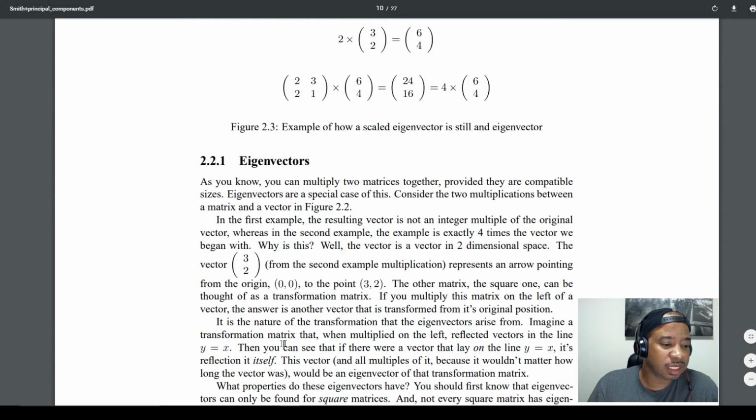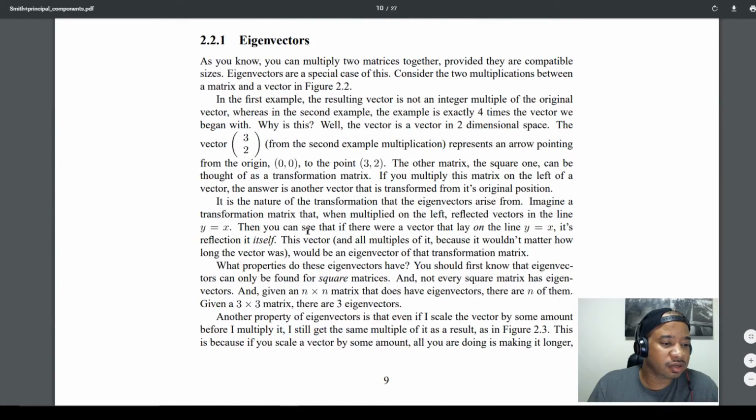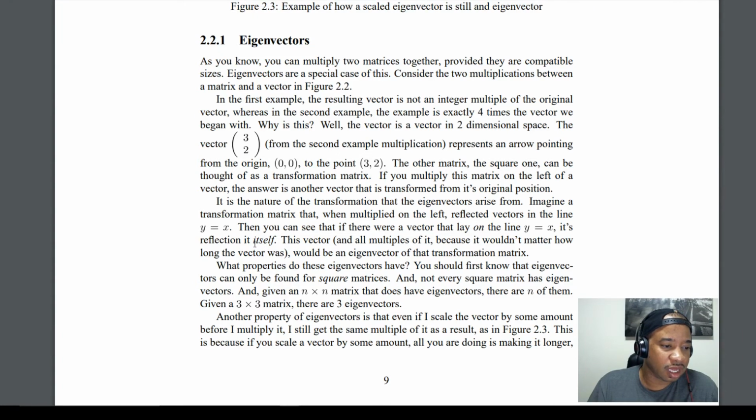Imagine a transformation matrix that, when multiplied on the left, reflected vectors in the line y equals x. Then you can see that if there were a vector that lies on the line y equals x, its reflection is itself. This vector and all multiples of it, because it wouldn't matter how long the vector is, would be an eigenvector of the transformation matrix. What properties do these eigenvectors have?